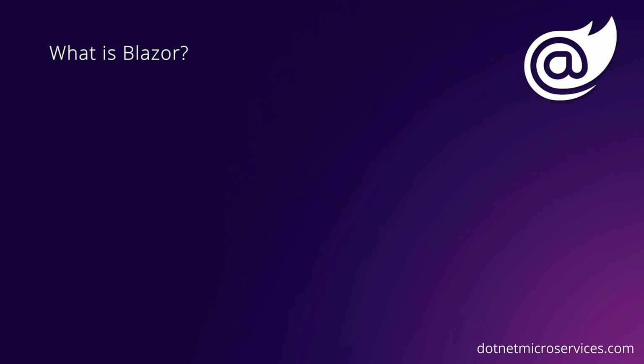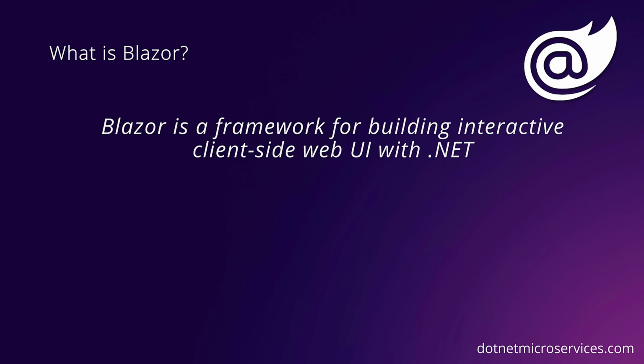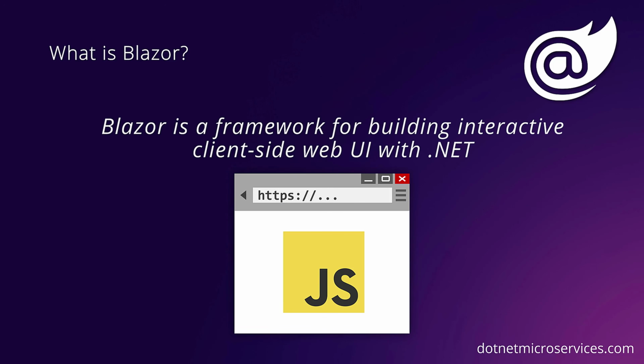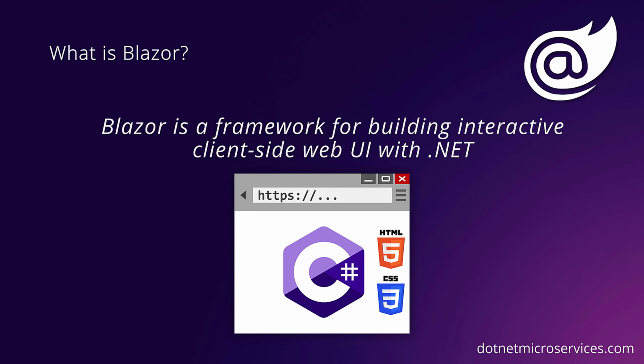So what is Blazor? Blazor is a framework for building interactive client-side web UI with .NET. This means that instead of using JavaScript to create a rich and interactive UI, which is a more traditional approach, you can instead use C# in combination with HTML and CSS. Now, you can host your Blazor applications either in the server via an ASP.NET Core application or in the client using a technology known as WebAssembly. In this course, we will focus on the client-side option, so it will be good to understand what is WebAssembly.